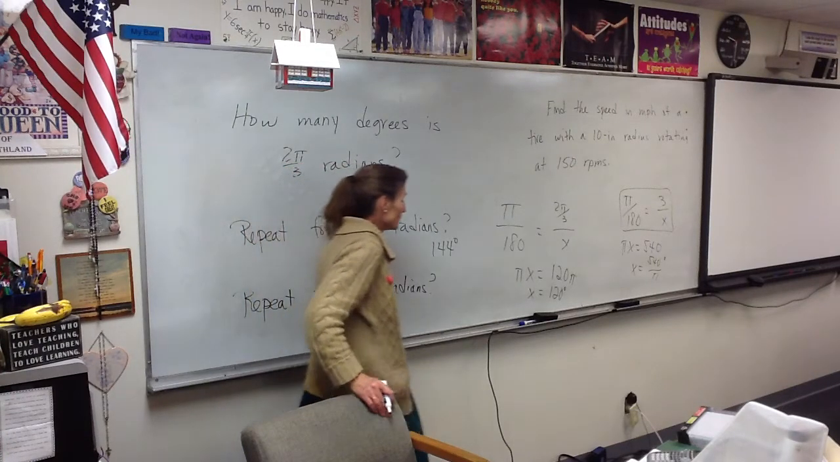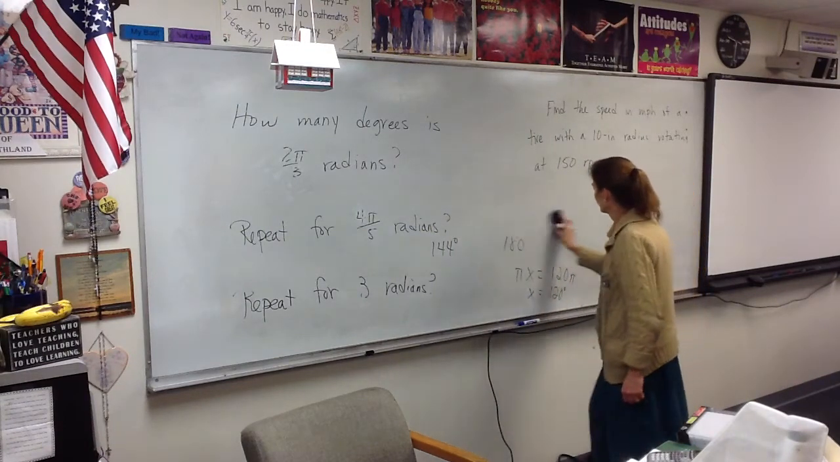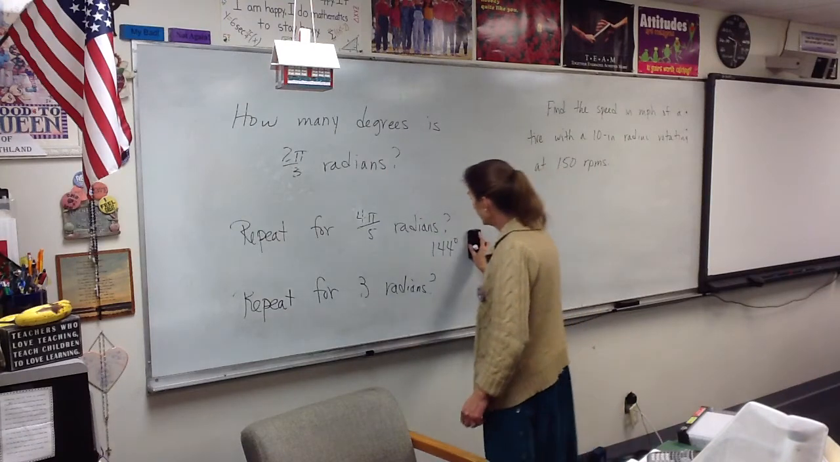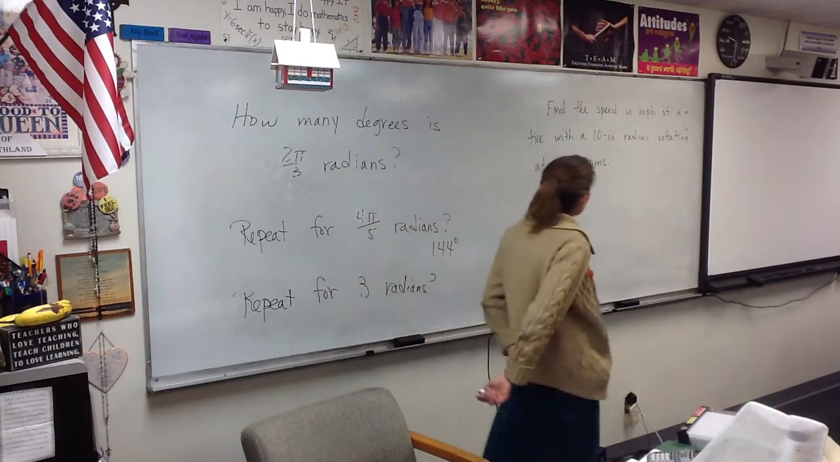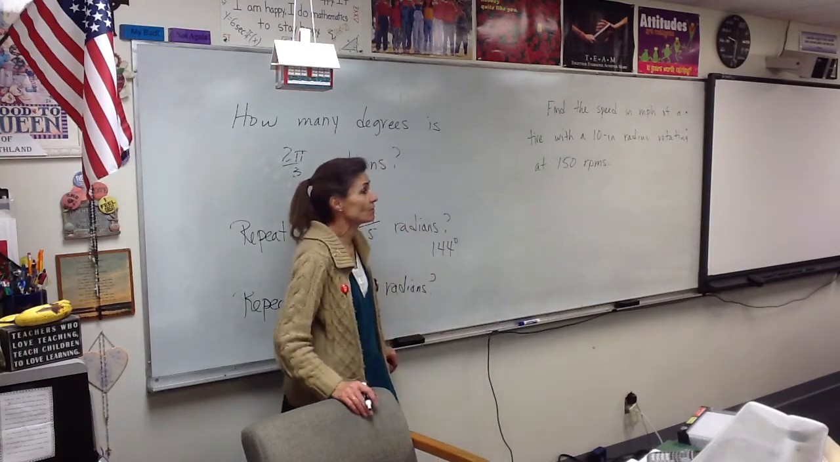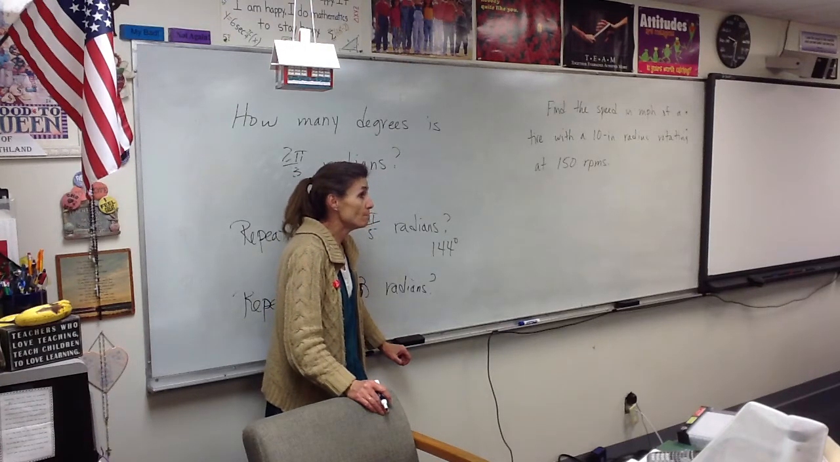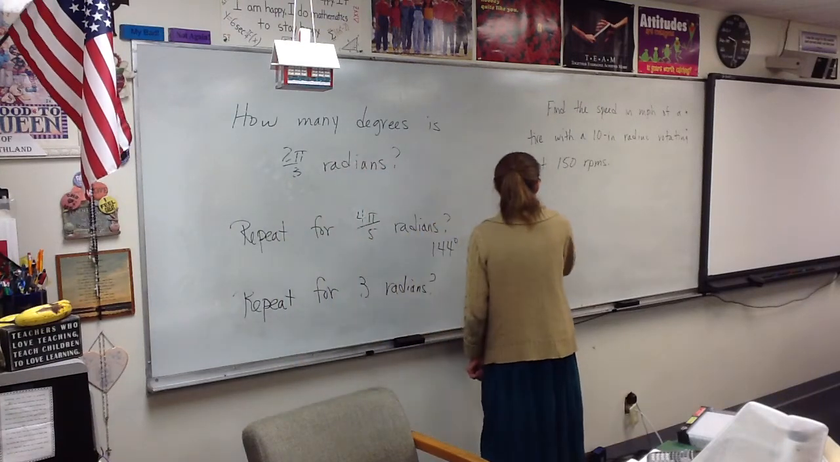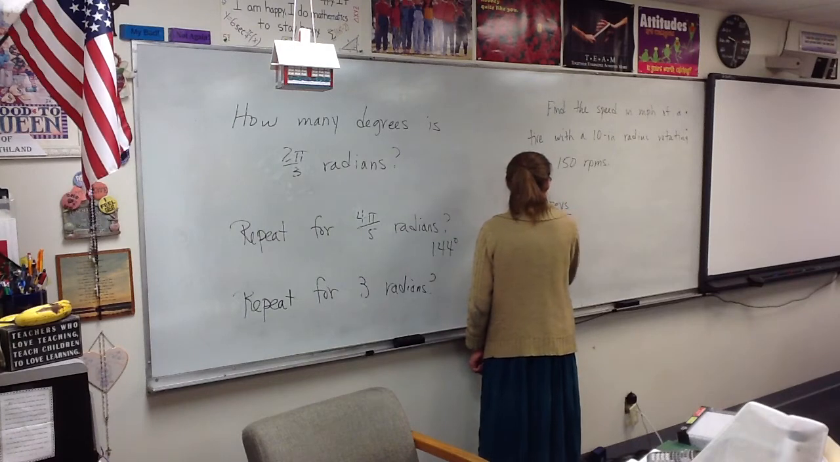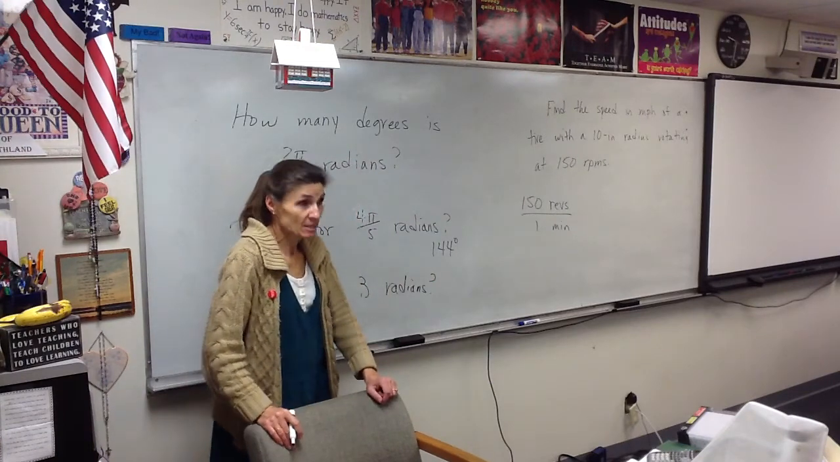All right, one more problem, and we're done for the day. Here it is, though. It's a biggie. Let's look at it, talk about it, think about it. Find the speed in miles per hour of a tire with a 10-inch radius rotating at 150 RPMs. Does everybody know what RPMs mean? Revolutions per minute. So we have a tire that is making 150 revolutions in 1 minute. That's what we're starting with.